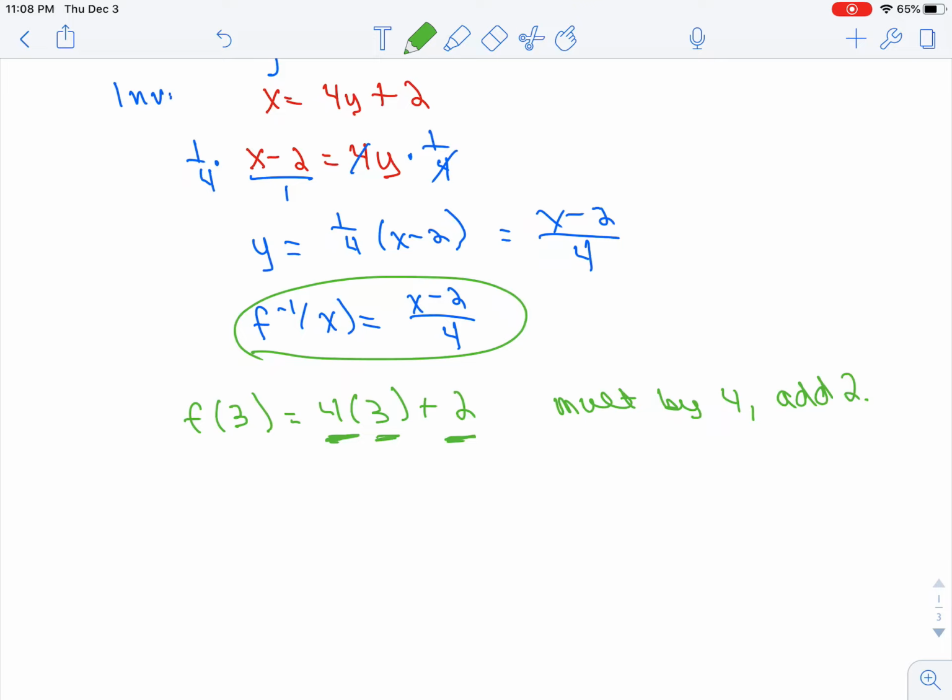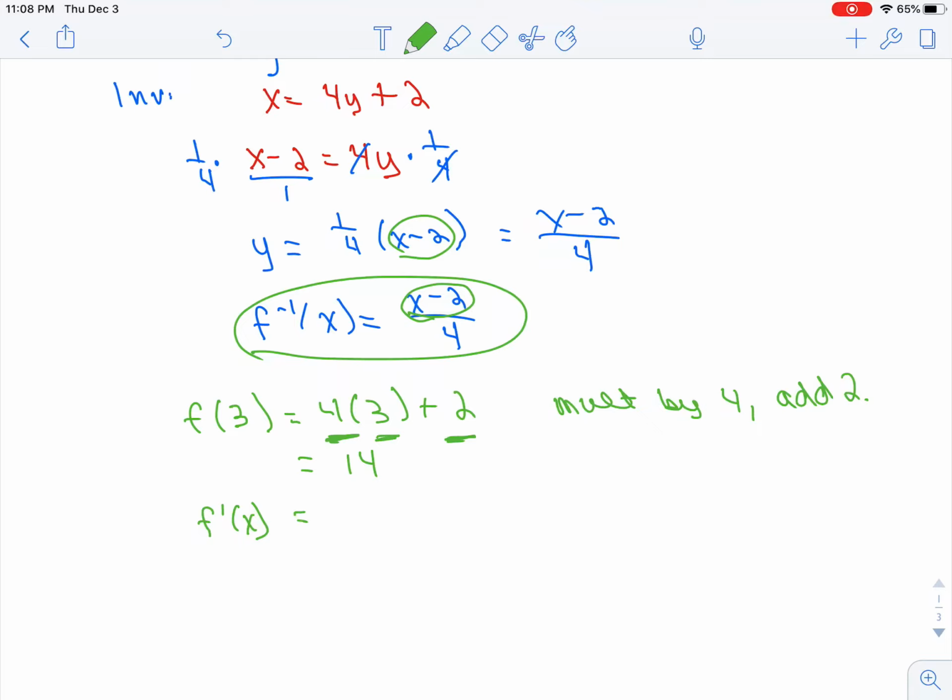Okay? What I want you to notice is that this function does just the opposite, right? It takes a value and it first subtracts 2. That's the order of operations. You can see it here. You can also see it here. So first we subtract 2, and then we divide by 4. So the f inverse of x, so notice, by the way, that this answer is 14. So what if we did f inverse of 14?